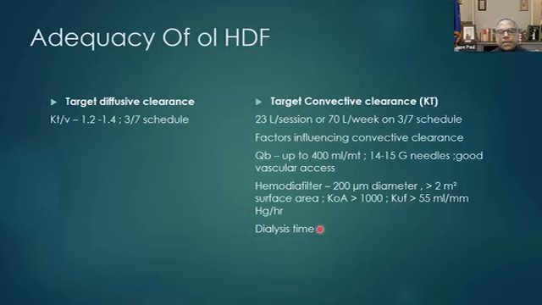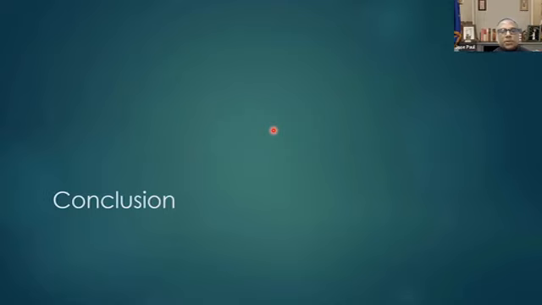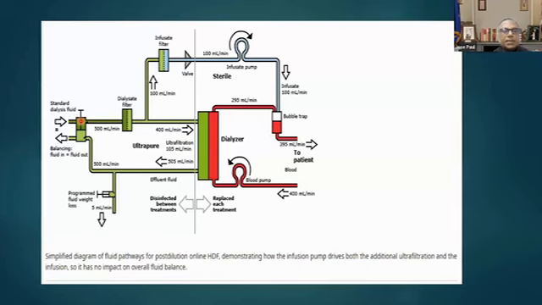And you have to be concerned about the dialysis time. So if the blood flow is high, and if you are selecting a good hemodiafilter, and if you are dialyzing the patient for up to 4 hours, then you will get a very adequate convective clearance of 23 liters in one session.